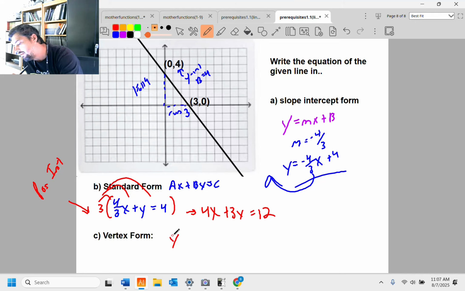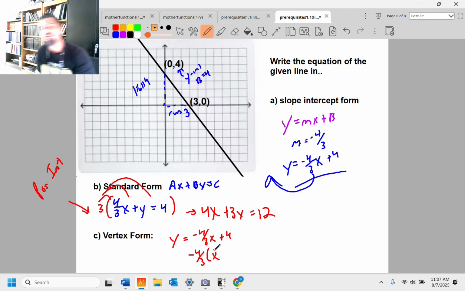So let's start with our slope-intercept form. And we're going to pull the negative 4/3 away from x. And then we're just going to make up a number. You know, look at your hand. Pick a number. 2. Going with 2. Do I want it to be positive? Do I want it to be negative? I want it to be negative.